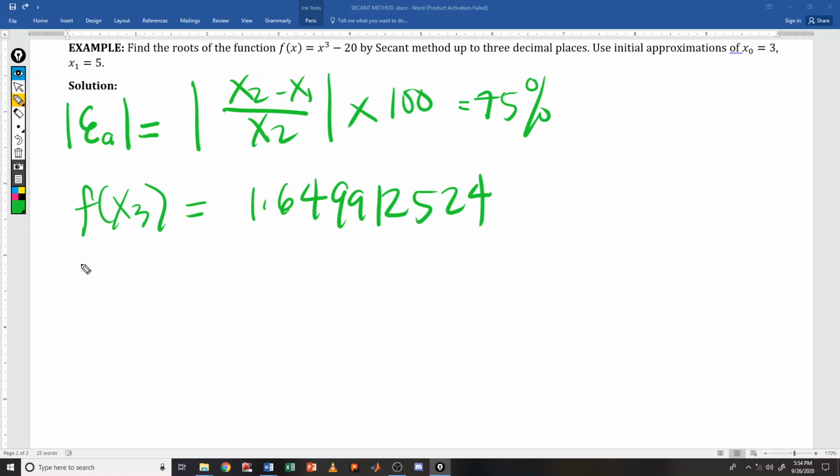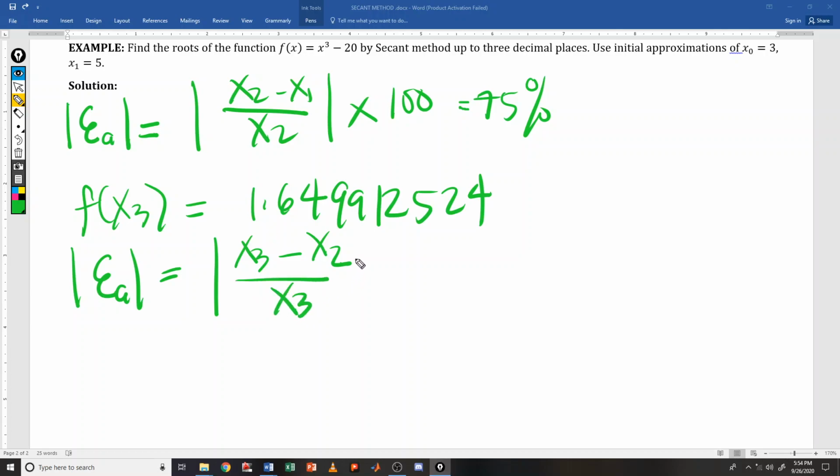So if we have to solve again for the error, the difference between x3 minus x2 over x3 times 100, we have an approximate error of 2.51%. Okay, we have the error.